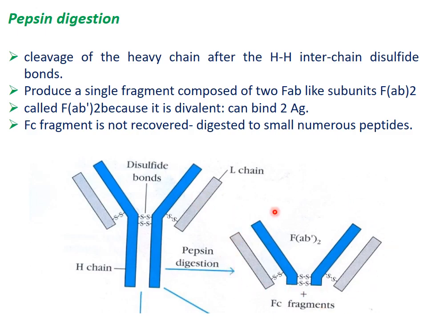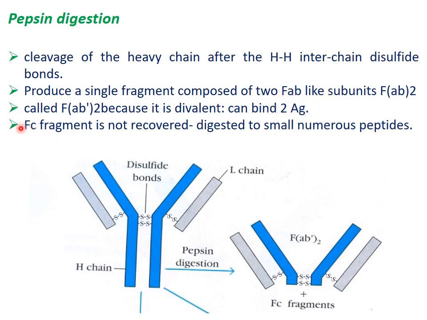See the difference. F(ab')2 means, as we have come to know, that the immunoglobulin molecule is divalent, so each arm can bind with one antigen. In the case of papain digestion, it can bind the antigen but separately, but here it can bind 2 antigens. That means the valency 2 remains constant. So here it is called F(ab')2. It produces a single fragment composed of 2 FAB-like subunits called F(ab')2. Okay, because it is divalent and can bind 2 antigens at a time.